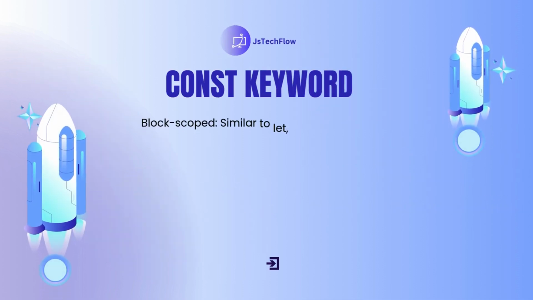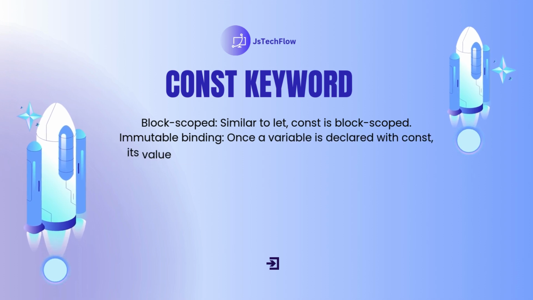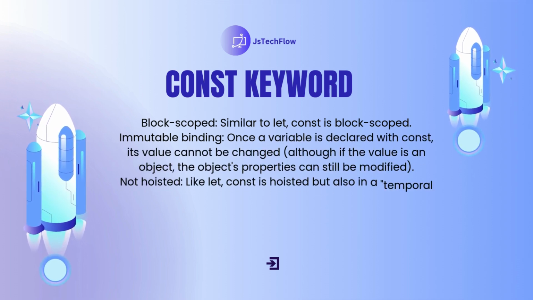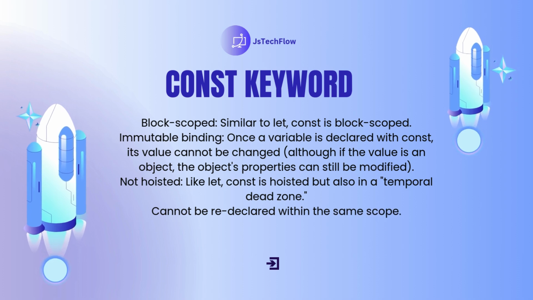Const keyword. Block scoped. Similar to let, const is block scoped. Immutable binding. Once a variable is declared with const, its value cannot be changed, although if the value is an object, the object's properties can still be modified. Hoisting. Like let, const is hoisted but also in a temporal dead zone. Cannot be redeclared within the same scope.